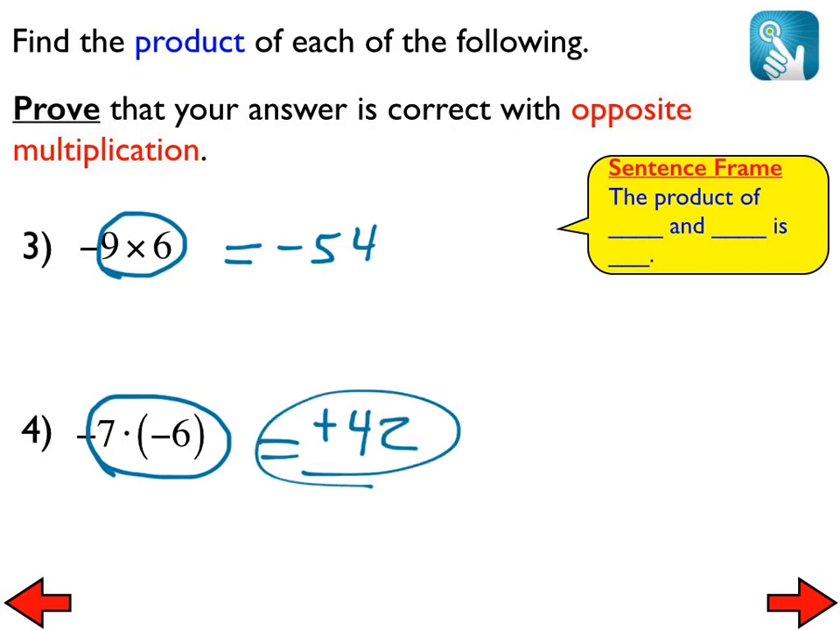All right, let's turn the page. 5 through 10. It says, prove that your answer is correct by one of the following. Either a number line or repeated addition or symbols or by opposite multiplication. I don't care which method, but pick a method, and I would like you to do all 6 of them. This should not take very long, and then we'll compare with our shoulder partner.